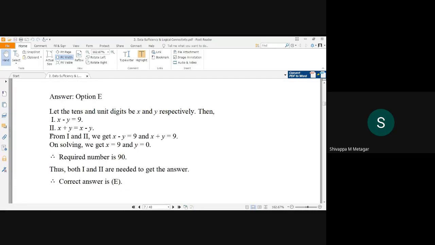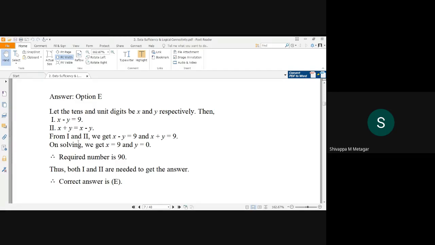We can consider for the first statement, the difference between two digits is 9. You can take x minus y is equal to 9. This is the first statement. Second statement: the sum of two digits is equal to the difference between two digits. So here x plus y is equal to x minus y. This is the second statement.